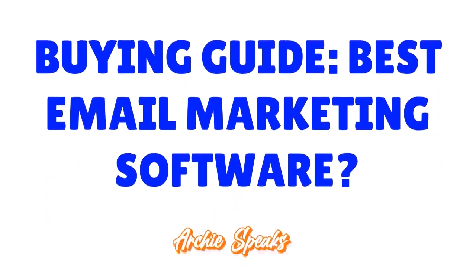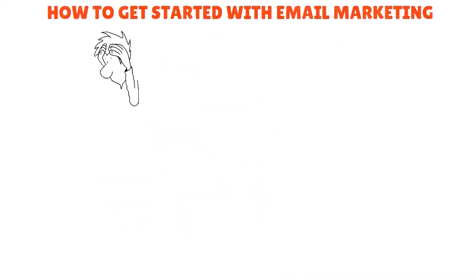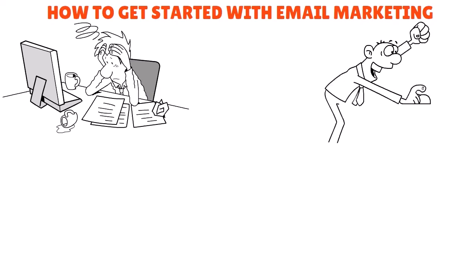So when we talk about a buying guide in terms of the best email marketing software, it's important to know the step by step. So how do you get started with email marketing? Because if you are going to choose a platform, you need to know how easy it is to get started. Some platforms are complicated, with a huge and very steep learning curve, while others are very simple. So getting up and running with email marketing software is not difficult at all.